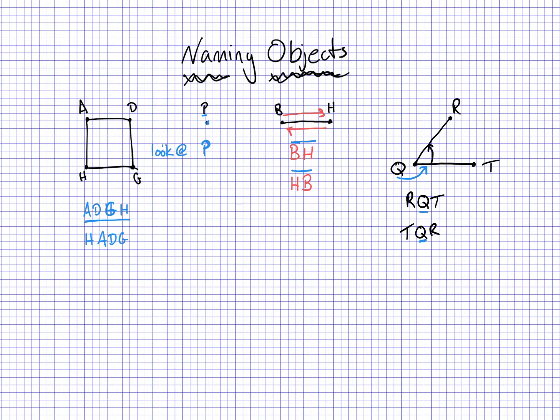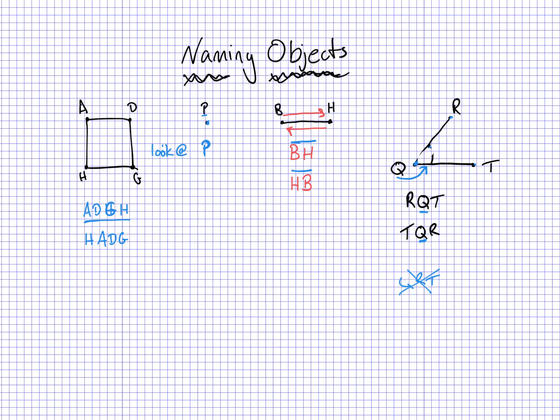What's very important to notice is that the Q, which is where the angle is located, is always in the middle. We cannot call this angle QRT, because that would mean that I've gone from here to here and then down there, which there is no line. So I have to be very careful to make sure I call the angle by the middle letter. All right, so I'll put a cross through QRT, so you know not to use that kind of naming.